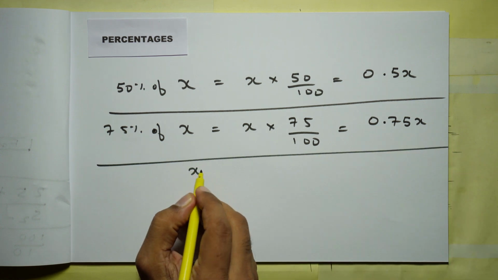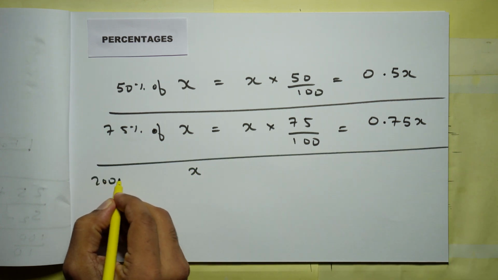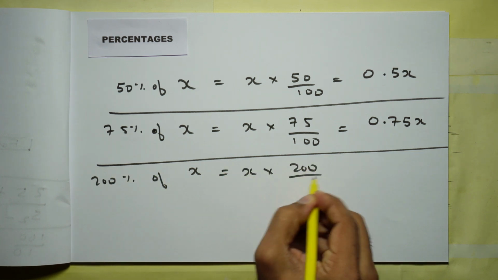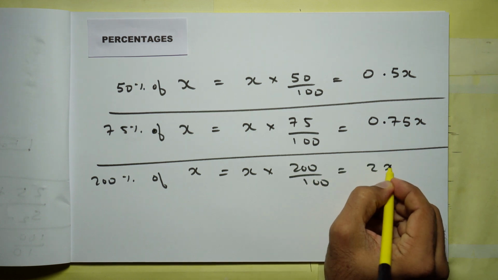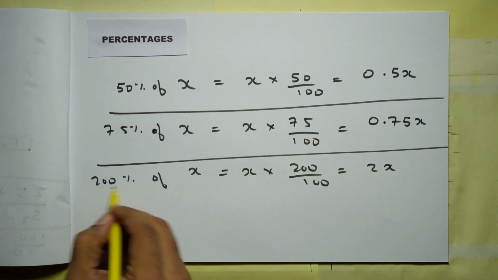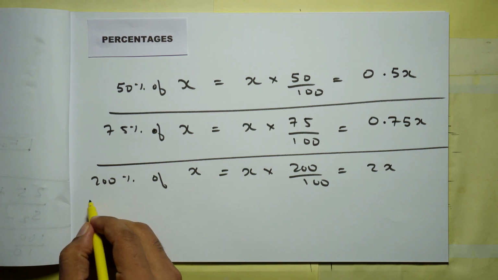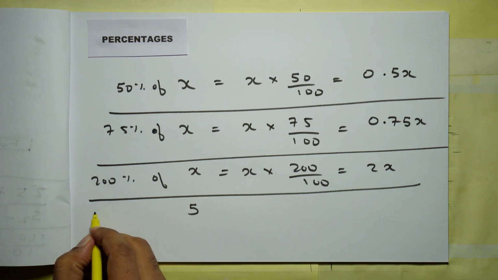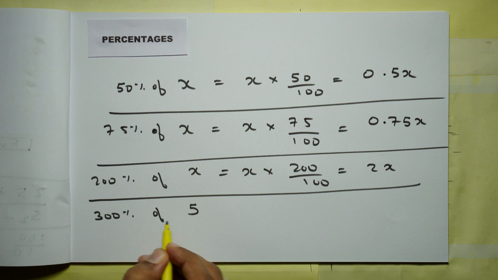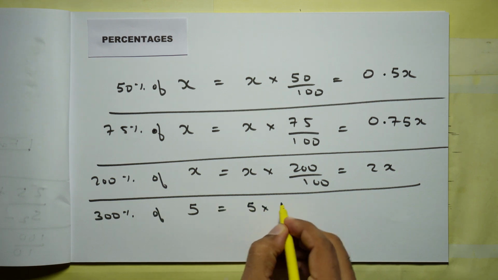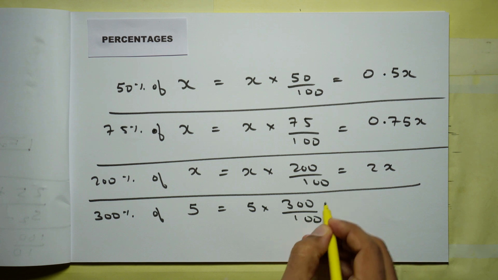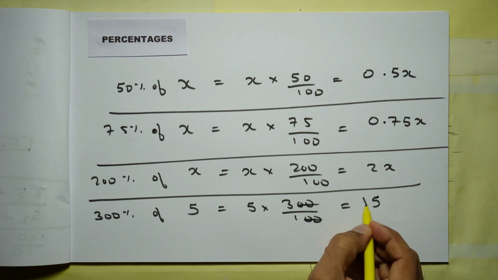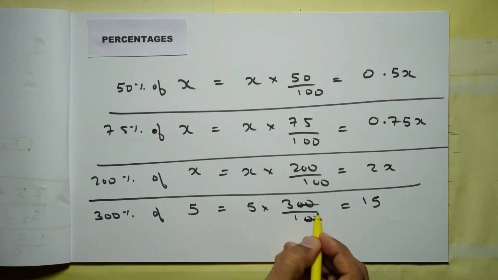Now you have a value x. Now you want to find out 200% of x. So what you do is x you have to multiply by 200 by 100. So that you will get it as 2x. Now 2x is 200% of x. So we'll just take some more examples. Let us say you have a value 5. Now you want to find out 300% of 5. So 5 you multiply by 300 by 100. So 0 and 0 cancels out. So what you have is 15. So 15 is 300% of 5.